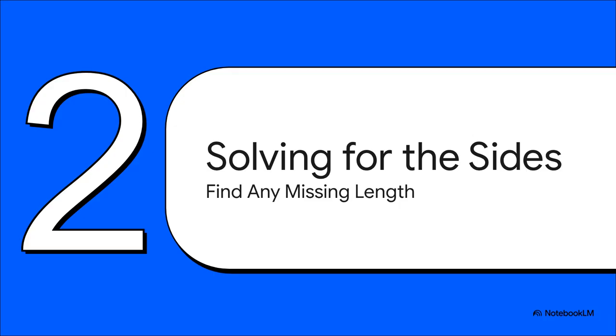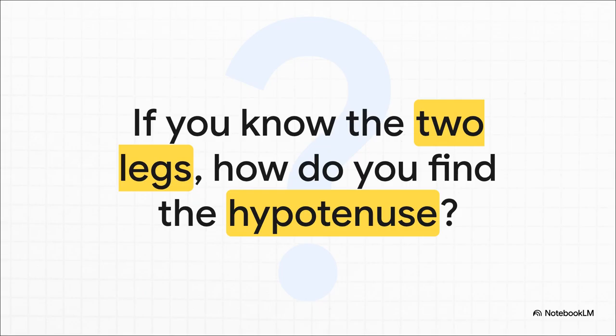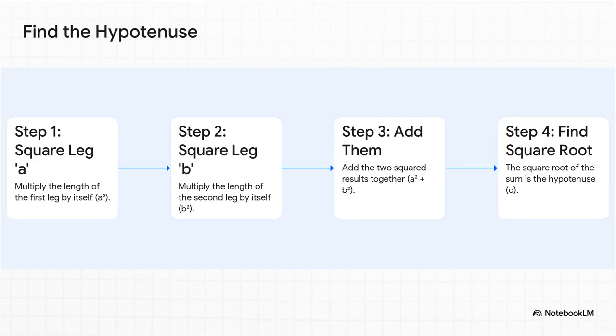Now for the fun part, how do we actually use this thing? Let's get into the nitty-gritty of how the formula helps us find a missing side. Let's kick things off with the most common situation you're going to run into. Imagine you know the length of the two shorter sides, our legs, A and B, but you have no idea how long that big one, the hypotenuse, C, is. How do you figure it out? The process is actually super straightforward. Step 1, take the length of leg A and square it. Multiply it by itself. Step 2, do the exact same thing for leg B. Step 3, add those two new numbers together. And for the final step, just find the square root of that total. And bam, that's C. That's your hypotenuse.